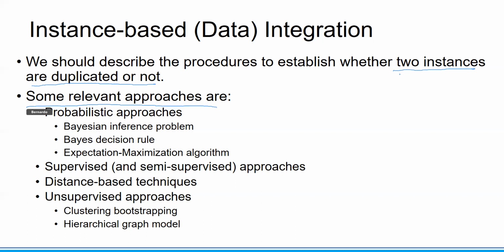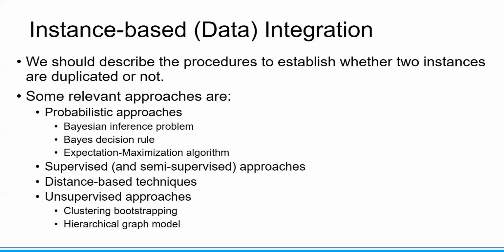You can use the probabilistic approaches, let's say the Bayesian inference problem. You want to see whether the data already exists or not, and you want to see the probability. We can also use the Bayes decision rule or some other clustering algorithm, like expectation maximization. The other relevant approaches are the supervised and semi-supervised approaches, distance-based techniques, or the unsupervised techniques, like clustering, bootstrapping, or the hierarchical graph model. Those are techniques related to instance-based integration.